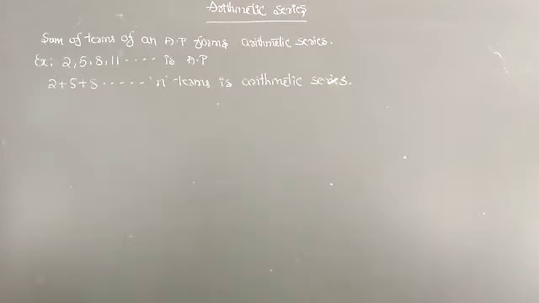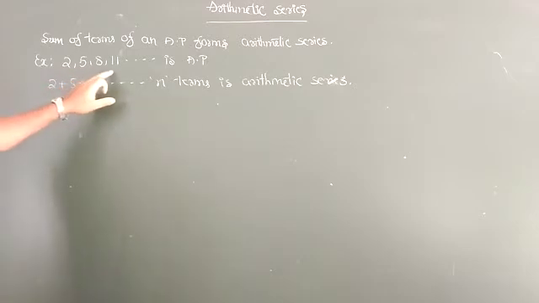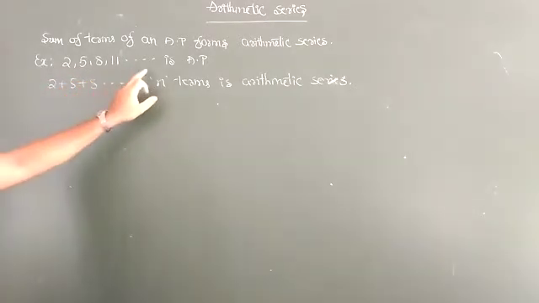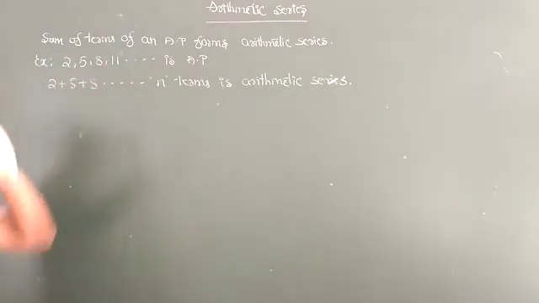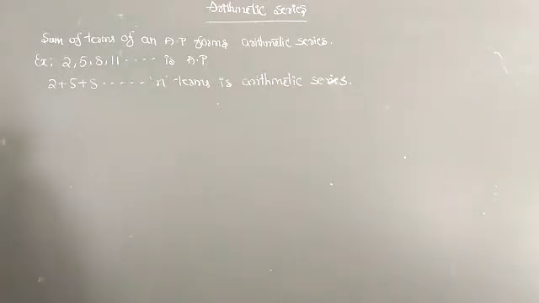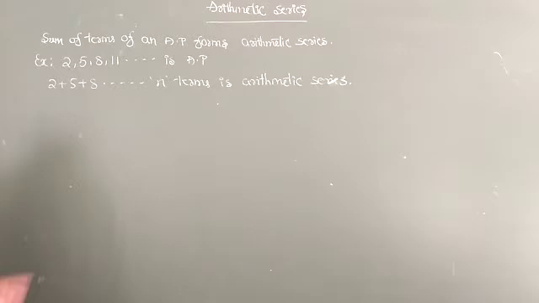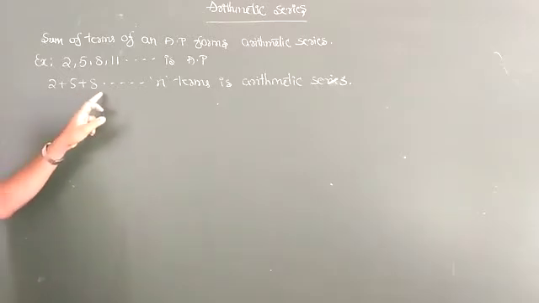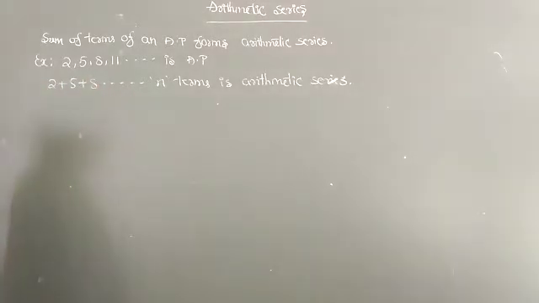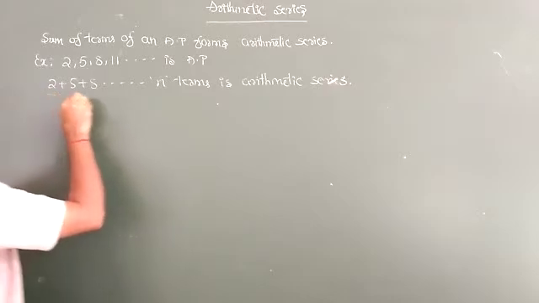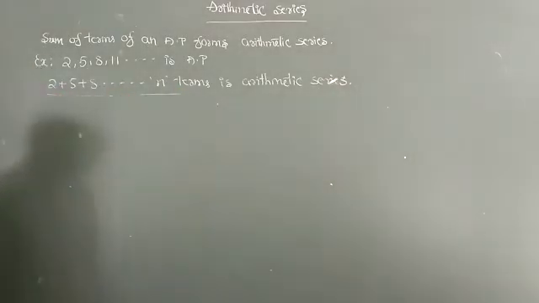Now let us take the example 2, 5, 8, 11, etc. This is an example of arithmetic progression. If I am trying to find the sum of these terms, that is 2 plus 5 plus etc. till n terms, now this is called an arithmetic series. So an arithmetic series is a sum of terms of an arithmetic progression.